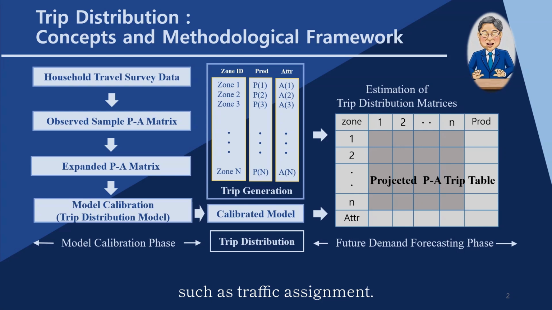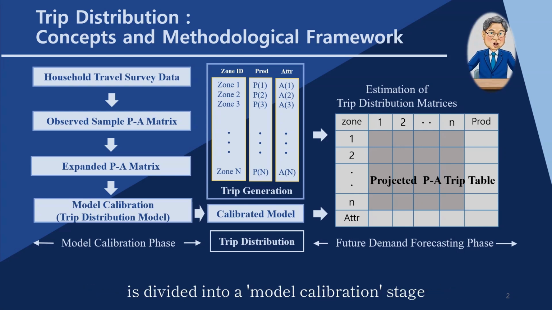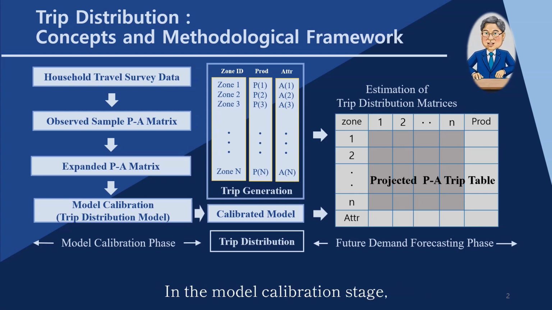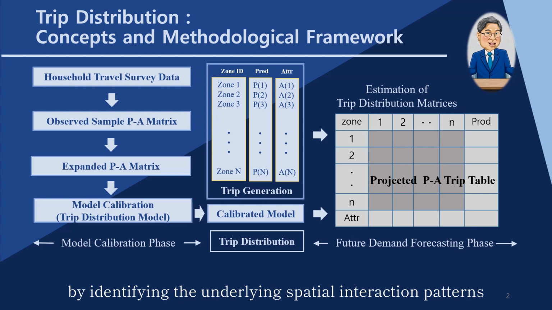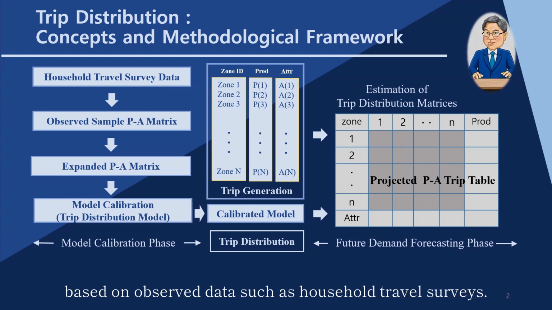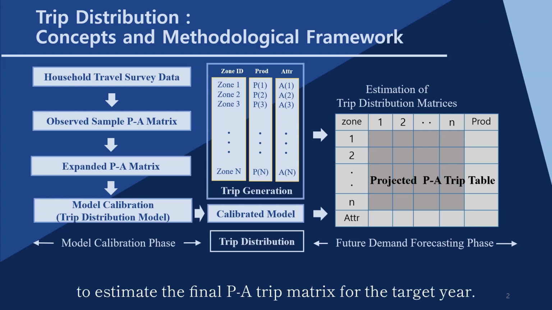as traffic assignment. The analysis process, like other forecasting models, is divided into a model calibration stage and a forecasting stage. In the model calibration stage, an appropriate predictive model is developed by identifying the underlying spatial interaction patterns based on observed data, such as household travel surveys. In the subsequent forecasting stage, future trip productions and trip attractions are input into the calibrated model to estimate the final PA trip matrix for the target year.